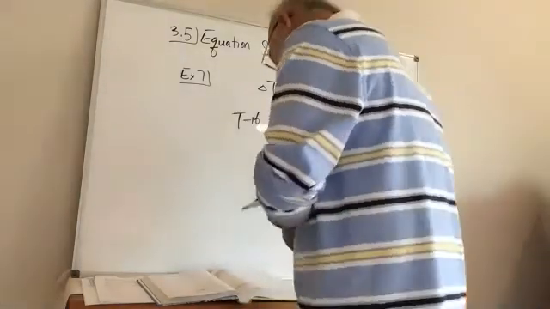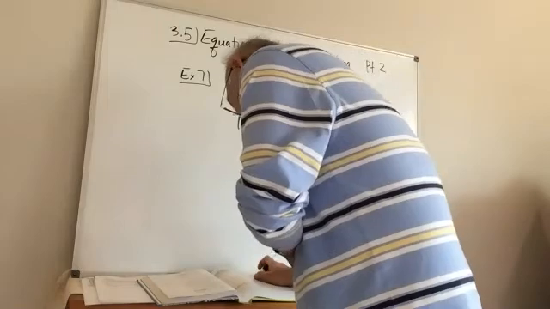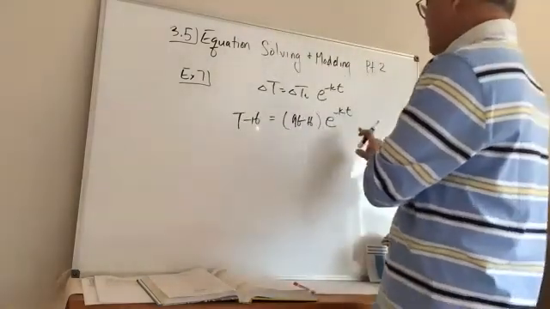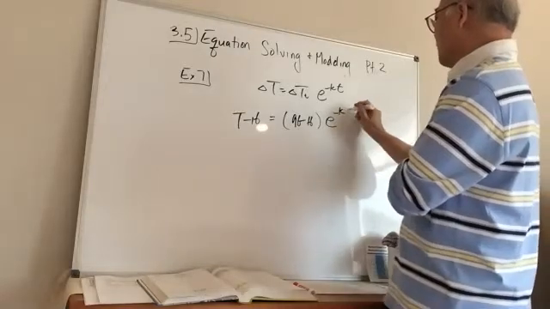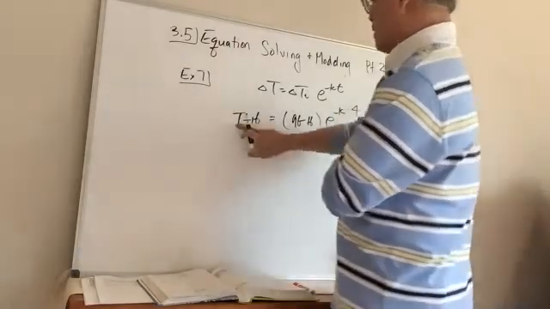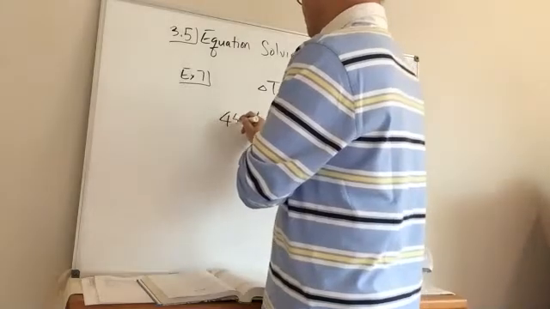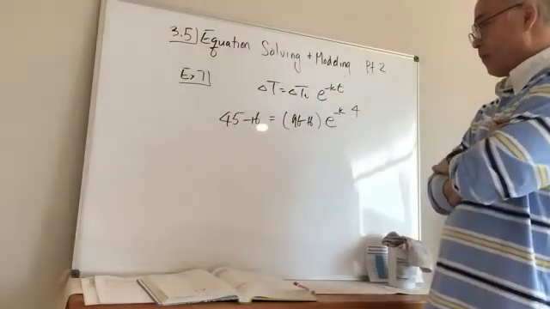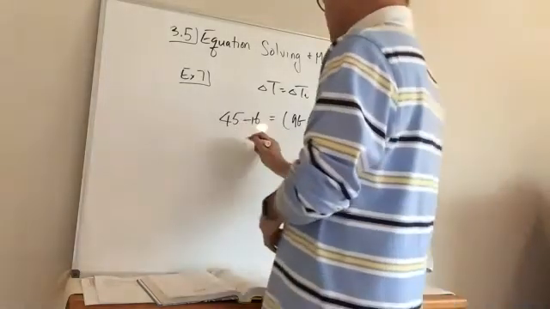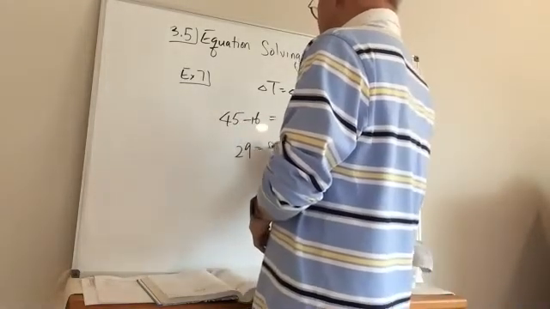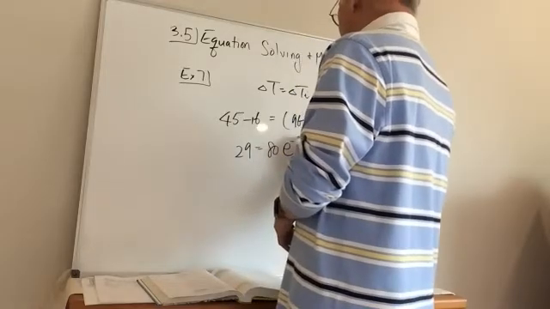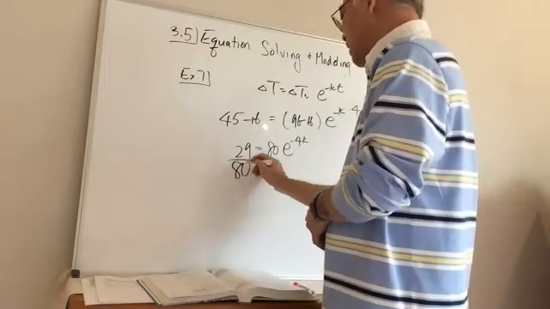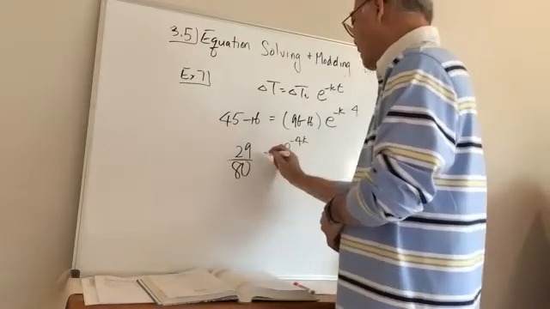Now, I am given that 4 minutes later, the temperature of the egg is 45. So when t is equal to 4, the temperature is equal to 45. So I should be able to solve for K now. So I'm going to have 29, this is 80, e to the negative 4K. If I divide both sides by 80, I get that.